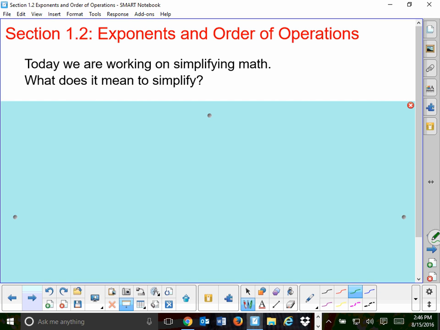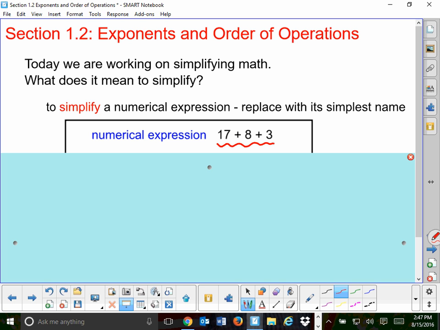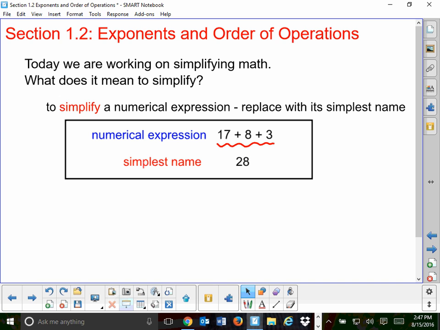So if you see an expression similar to this, what does it mean to simplify it? What you want to do is replace this with its simplest name. So if you were to see 17 plus 8 plus 3, how do we write that more simply? You can say, oh, we can add those numbers together. 17 plus 8 is 25, plus 3 more is 28, and this is simplest form.